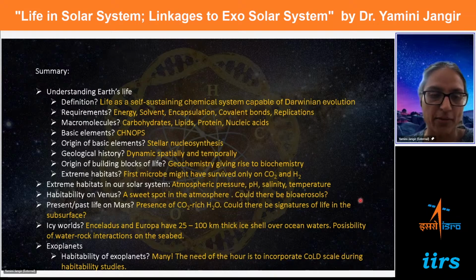And for habitability of exoplanets, we have to look into many criteria. The need of the hour is to incorporate how to identify these life detection scales during our habitability studies.